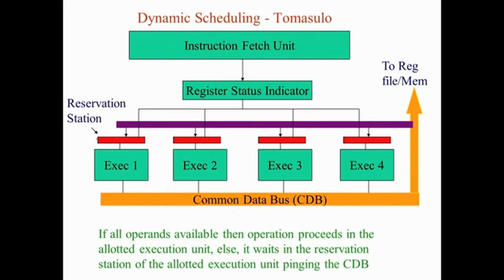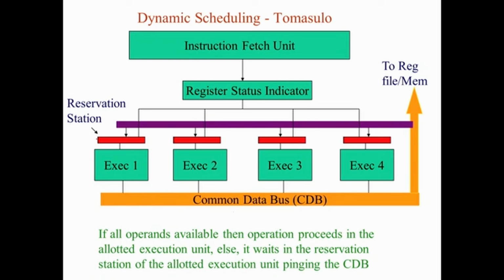I am going to give you a very full blown example for this, but please understand what is going to happen here. Let me read this green statement. If all operands are available, then the operation proceeds in the allocated execution unit. Add, I go and allocate it to execution unit 1 and say go and use that execution unit to do that addition. So I start doing that addition, provided all the operands are available.